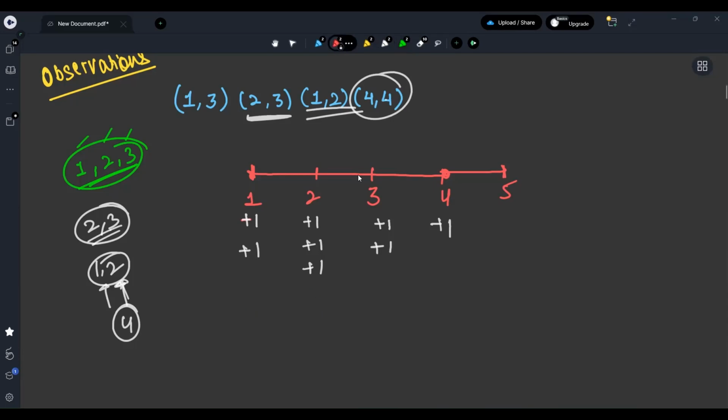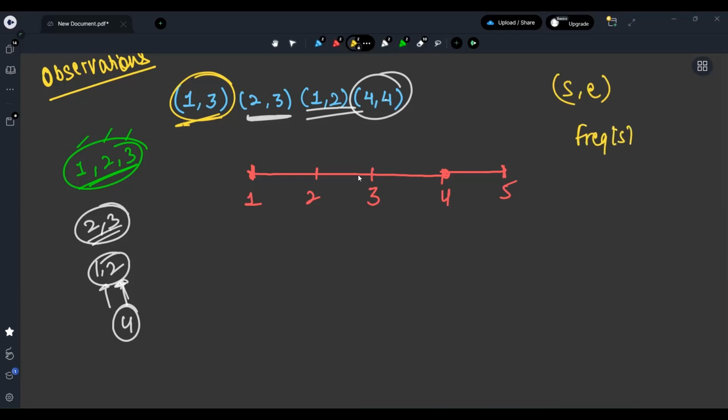Now, how can we get this in an optimized approach? Just see what I'm trying to do; you will get the intuition after I run the approach. When I have 1, 2, 3, let's say I have interval S, comma E. I will say frequency of S plus plus, frequency of E plus 1 minus minus. Just follow along with me.